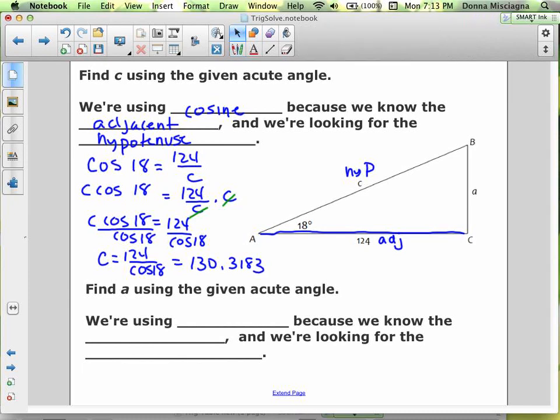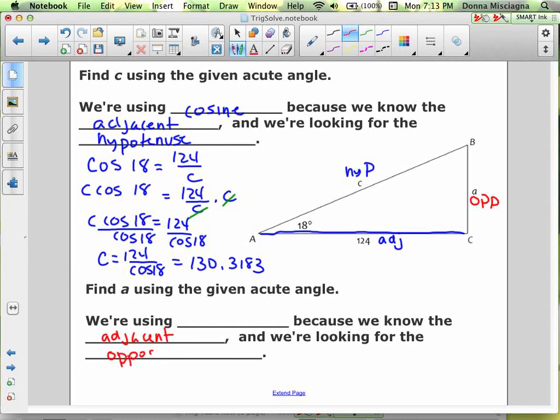And now for the last one here. We need the opposite. Of course, we're not going to use that rounded value. We're going to use the value we know, which is the adjacent side. So we know the adjacent. We're looking for the opposite. Who uses opposite and adjacent? Well, of course, that is tangent. So tangent 18 equals A divided by 124. Remember, that's opposite over adjacent. Multiply both sides by 124 to isolate A.